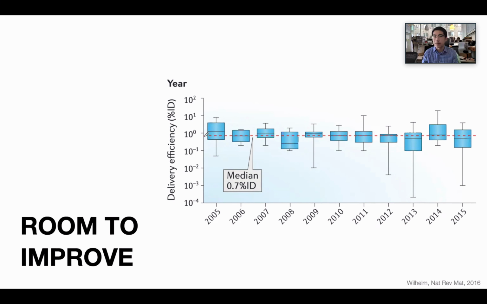The analysis showed that over 10 years of research in the papers that were published, there was a median of 0.7% of the injected dose that made it to the tumor. And so what does that mean? That means that when you inject 1,000 nanoparticles, about 7 of them will make it to the tumor. 993 will be elsewhere in the body. And so even though this is better than other normal tissues, there's still a lot of nanoparticles that don't make it to the tumor, right?